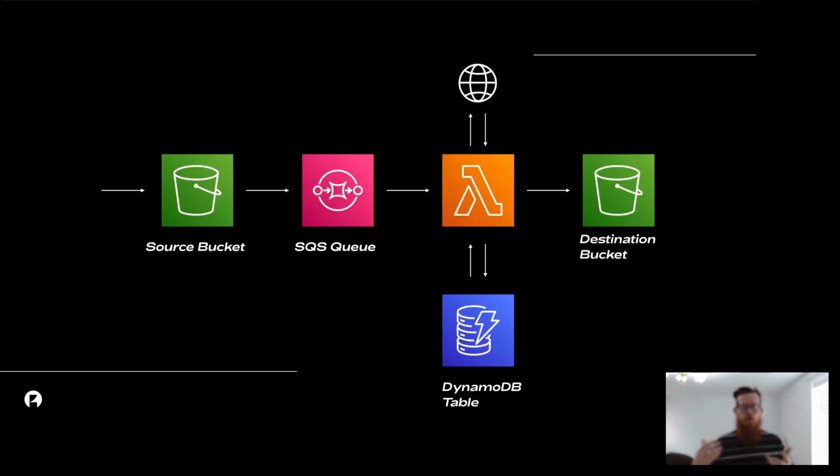And really what we want to assert in this workload is three things. We want to assert that the object no longer exists in the source bucket. We want to assert that the DynamoDB table has been updated with the correct information. And we want to assert that the destination bucket now has the file that we're expecting.